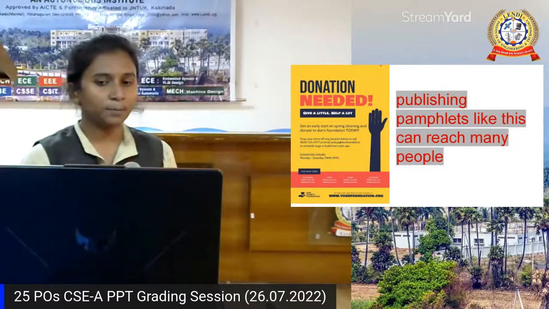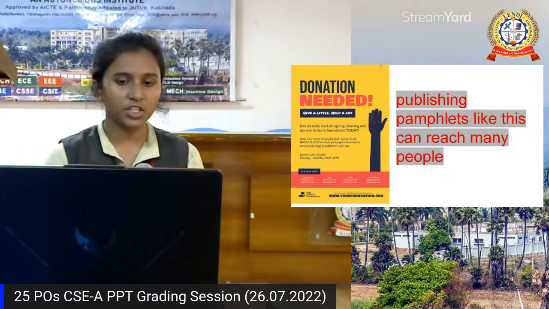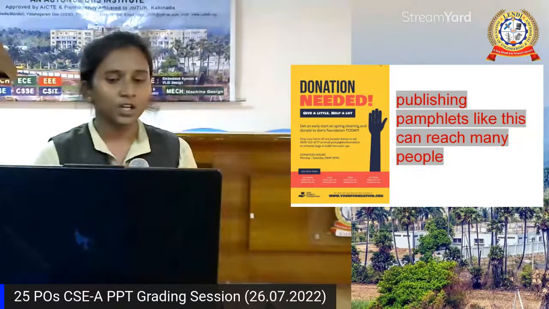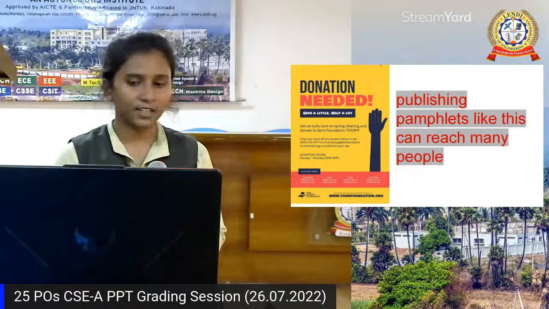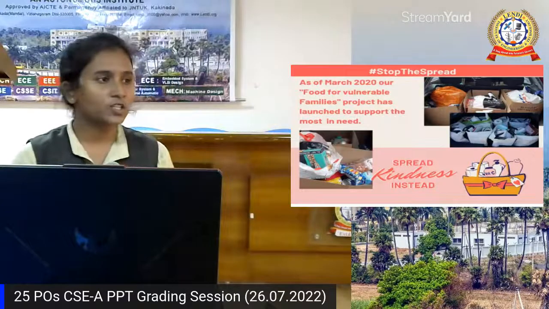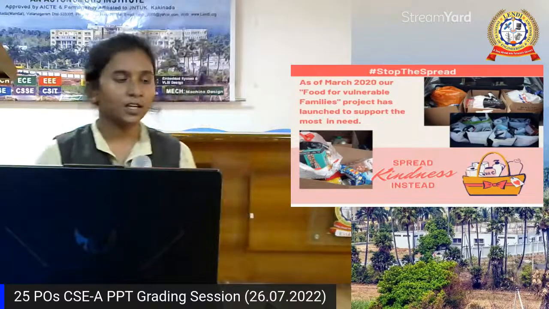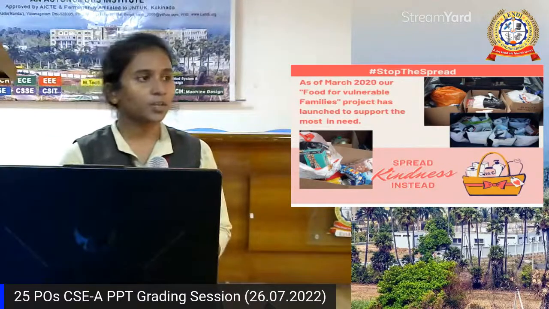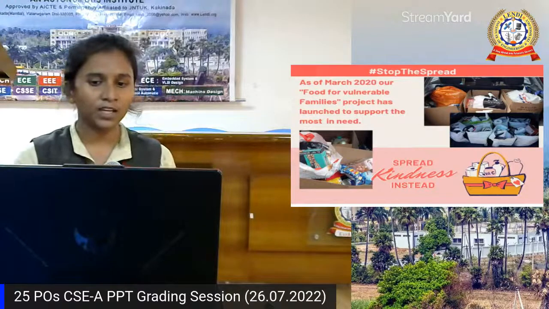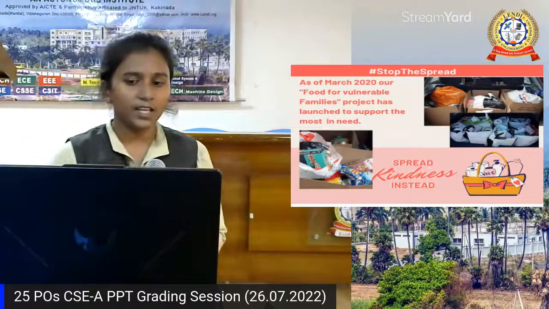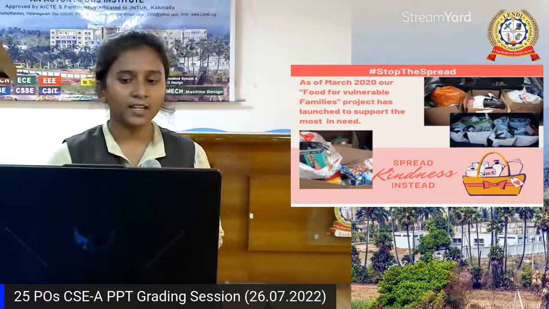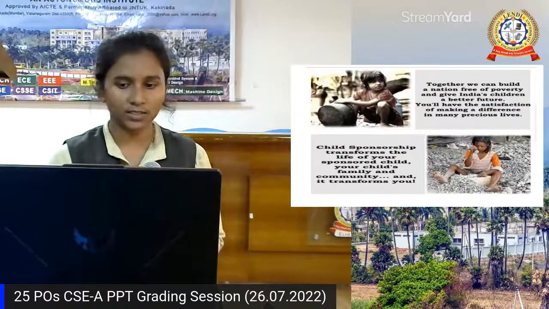We can publish pamphlets like this, which reach many people. We all used to receive WhatsApp messages saying we are in need, please help us. Also, the daily workers who lost their jobs during Corona were helped by these charities. This pamphlet is from March 2020, when we faced Corona, and this charity helped them a lot.